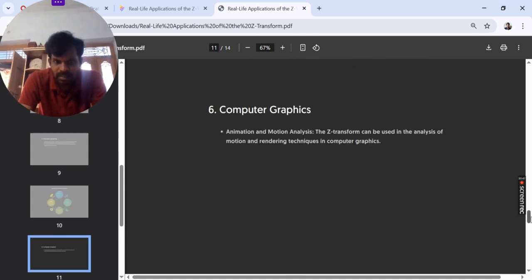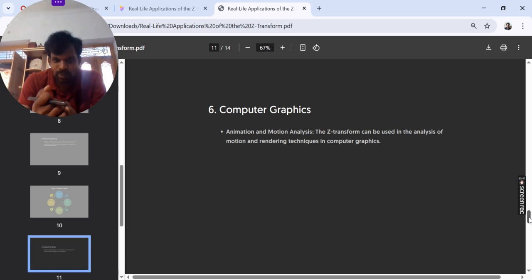Coming to computer graphics, animation and motion analysis, the Z transform can be used in the analysis of motion and rendering techniques in computer graphics. So I think you got one doubt, sir. As electronics engineers, we have some idea on the Z transform. Actually, you have an idea on this Z transform from your mathematical point of view, like the Laplace transform, Z transform, like that.